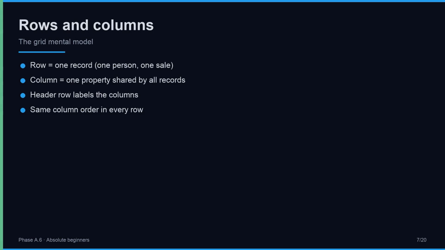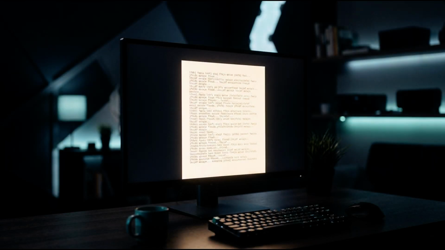Think of CSV as a grid, like a spreadsheet. Each row is one record, one person, one sale, one product. Each column is one property shared by every record, name, price, quantity. The header row labels those columns so that anyone reading the file knows what each position means. And every data row keeps the same column order, so the third field in row 2 represents the same thing as the third field in row 50. That consistency is the whole point of the format. Think in grids.